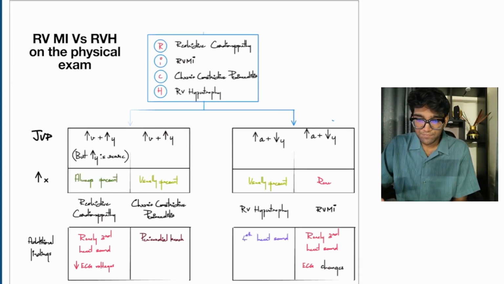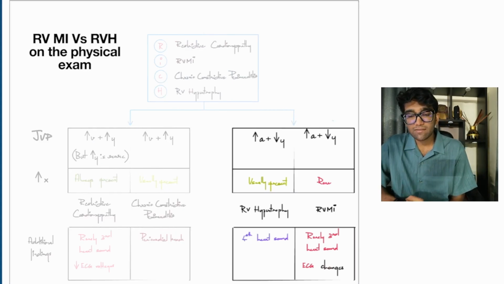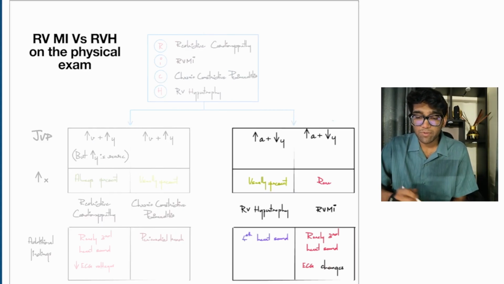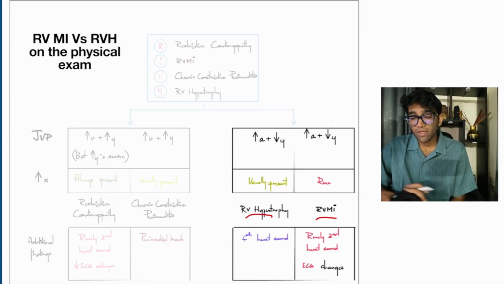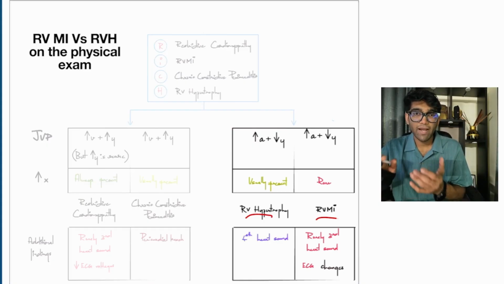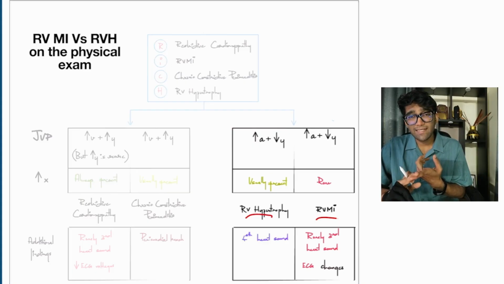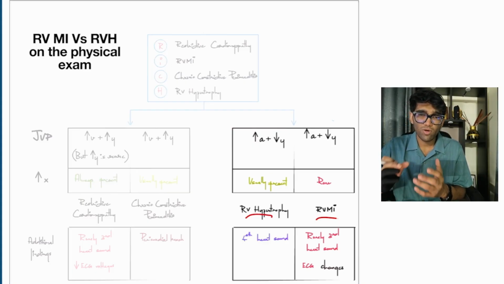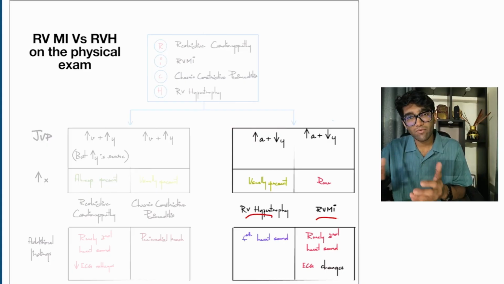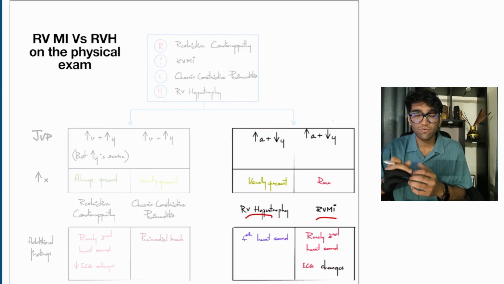Now, on the other hand, if we compare the other two entities, that is RVMI and RV hypertrophy, both of these conditions have impaired early relaxation. So why do they have impaired early relaxation? The hypertrophic myocardium decreases the RV end-systolic volume, and the second thing is the hypertrophied ventricle is more likely to be ischemic, not get adequate blood supply, and therefore its relaxation, which is also an active process that requires energy, would be impaired. Similarly, RVMI would also have ischemia of the ventricle and therefore impaired relaxation.